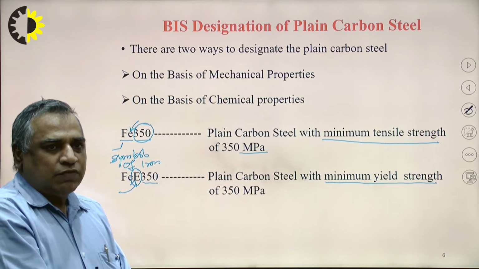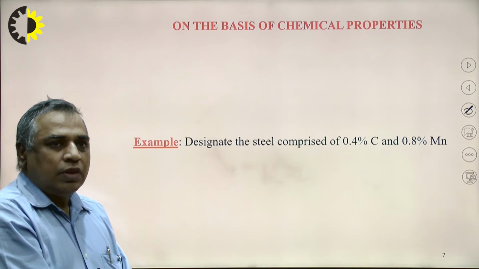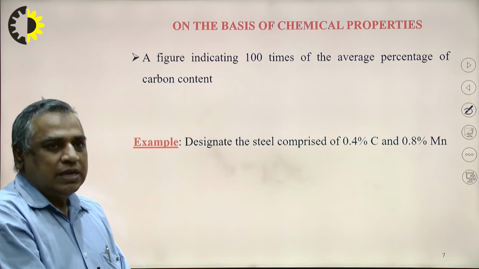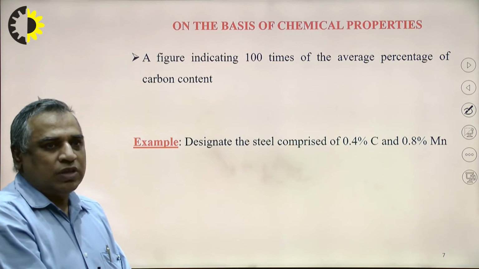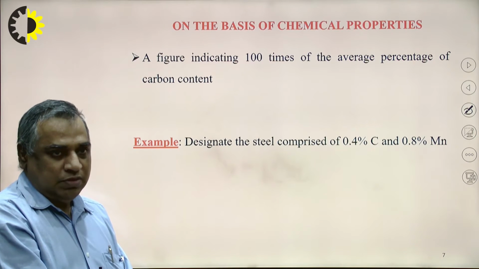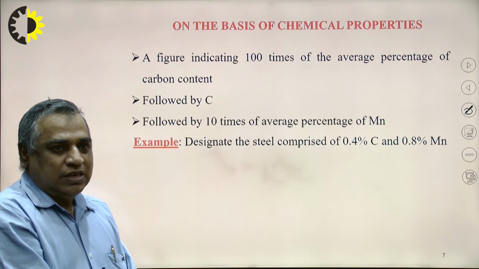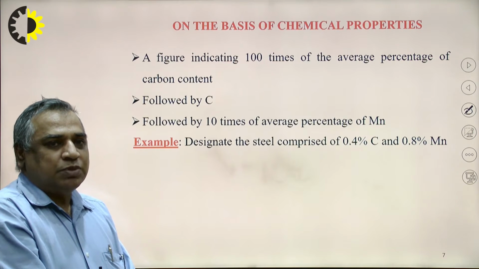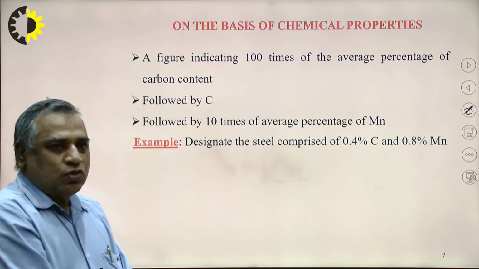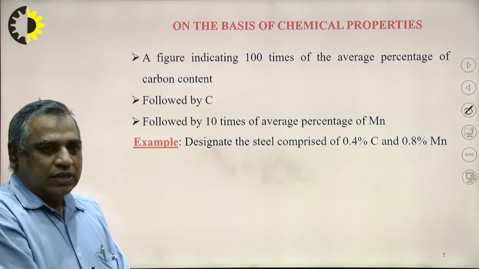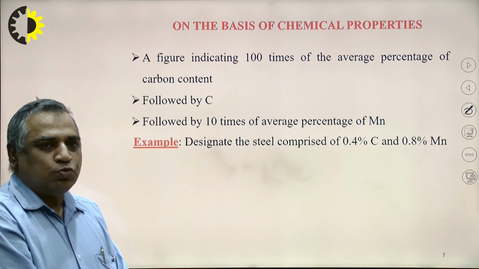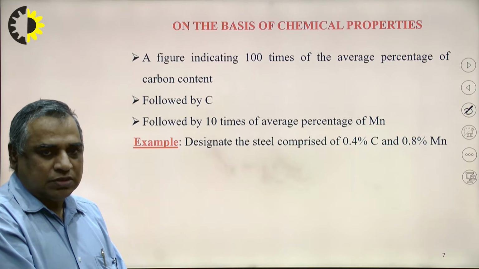Now, on the basis of the chemical properties, we can designate a plain carbon steel as a figure. First, we write a figure indicating 100 times the average percentage of carbon, followed by C, then followed by 10 times the average percentage of manganese. Mn stands for manganese. For illustration, we take an example: designate the steel comprised of 0.4% carbon and 0.8% manganese.